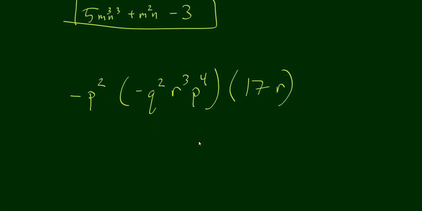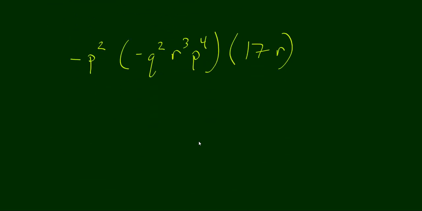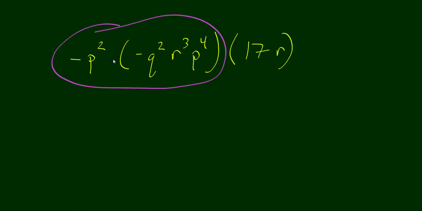Let's do two more. We got negative p squared times negative q squared r cubed p to the fourth times 17r. Looks kind of messy, but let's just do it by pairs. Let's take these two, multiply them together. Remember, if there's no addition or subtraction in there, that's a multiplication. And then later we'll multiply by this one. We'll just do it in 2 steps.